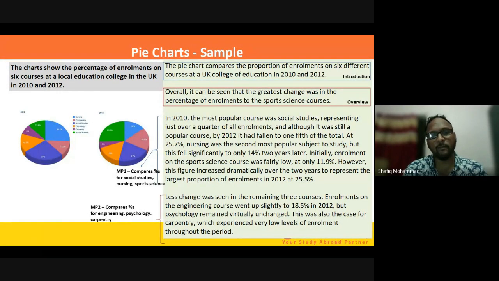And the criteria to mark task one or task two are lexical resources, task achievement, coherence and cohesion, vocabulary, and grammatical range and accuracy. So these are the criteria where you will be marked down or marked under.